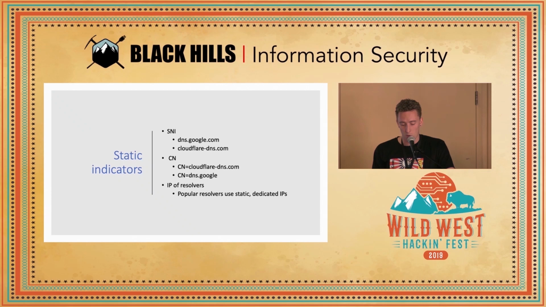Also, right now, the popular resolvers use static IP addresses that aren't used for other things. So if you see traffic to 1.1.1.1, then that's most likely DNS over HTTPS traffic. You can just go ahead and block it. You don't have to worry about causing business impact by doing that.